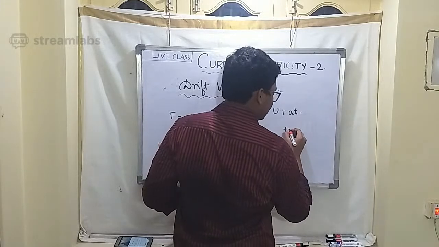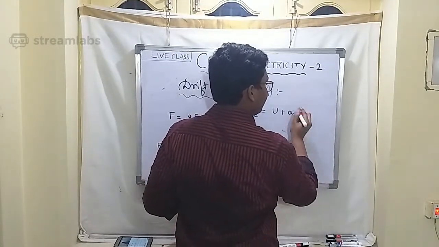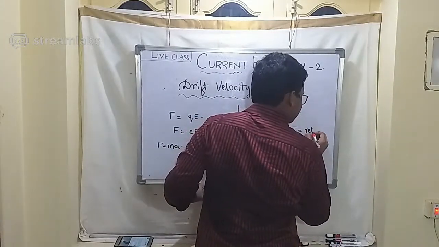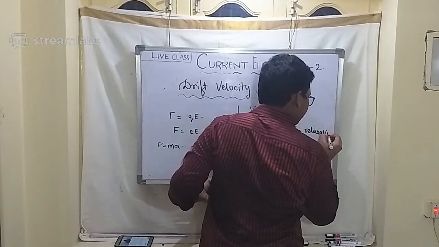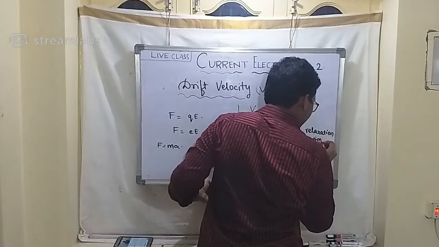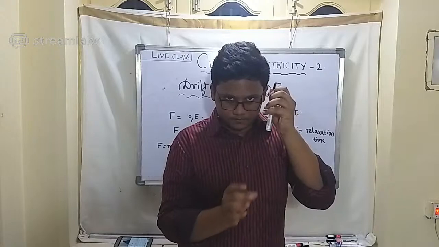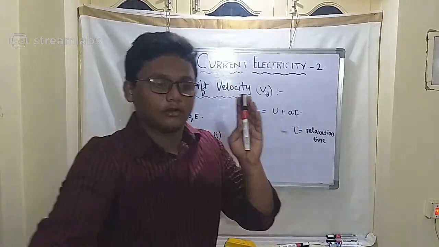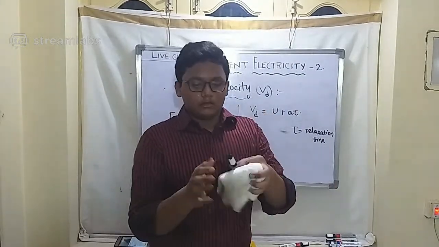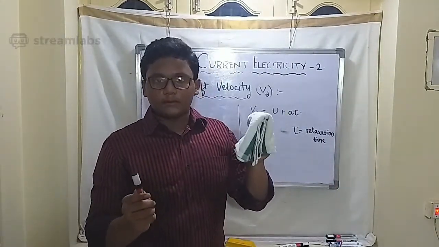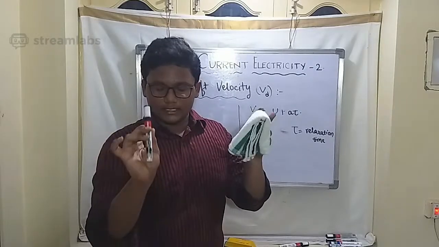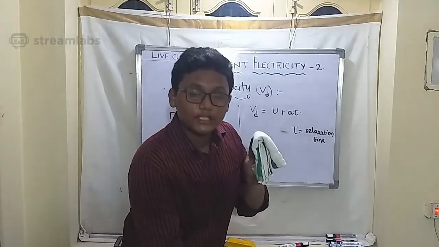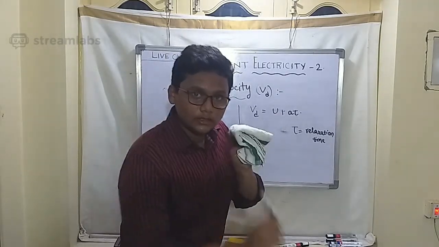Keep it in mind, t will be denoted by tau. I'll explain now what relaxation time is. t is equal to relaxation time. This is a positive ion. There is an electron, or this is an electron. This is a positive ion, electron. Then what happens? The electrons are colliding with the positive ions.